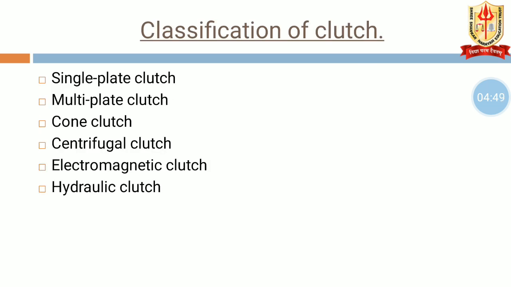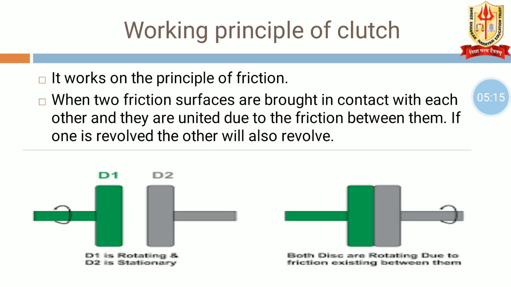Now, classification of clutch. We classify the clutch as single plate clutch, in which we have a single frictional plate, multi-plate clutch, cone clutch, centrifugal clutch, electromagnetic clutch, and hydraulic clutch. So these are the different types in which clutch is classified. Now, working principle of clutch. On what principle does the clutch work?